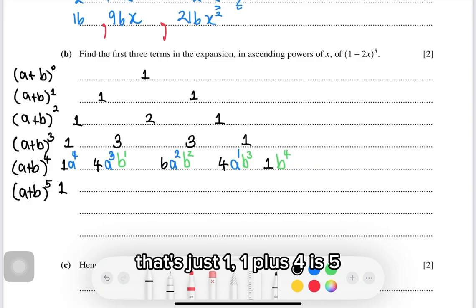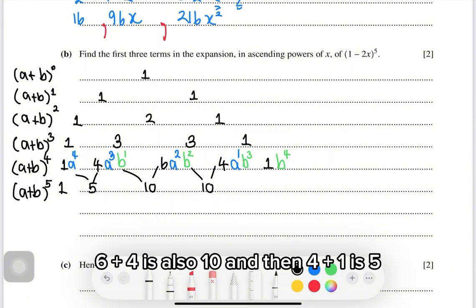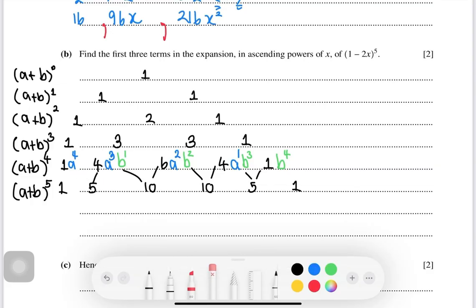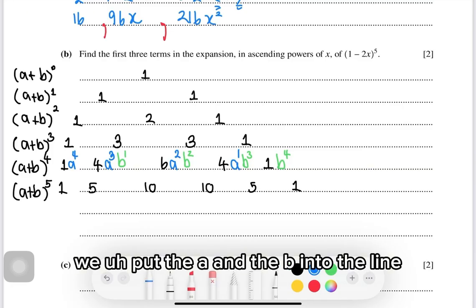That's just 1. 1 plus 4 is 5. 4 plus 6 is 10. 6 plus 4 is also 10. And then 4 plus 1 is 5. And then we end the line with 1 again. And then we do what we do, right? We put the a and the b into the line.